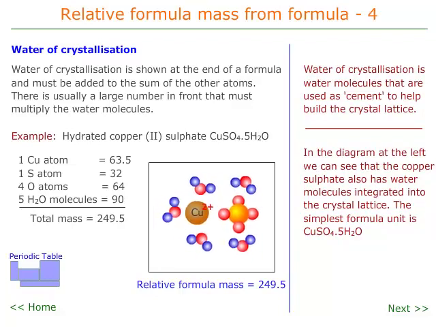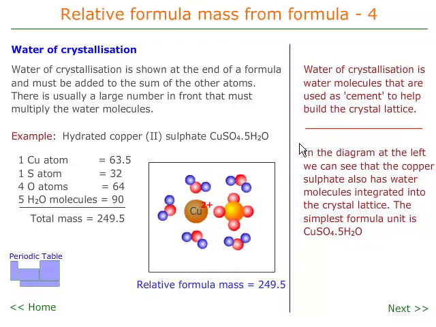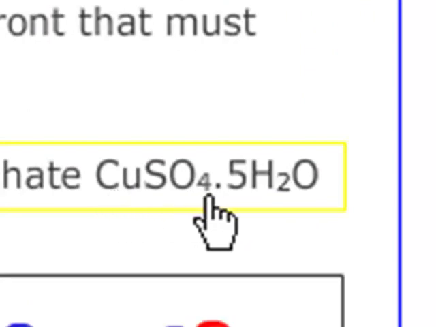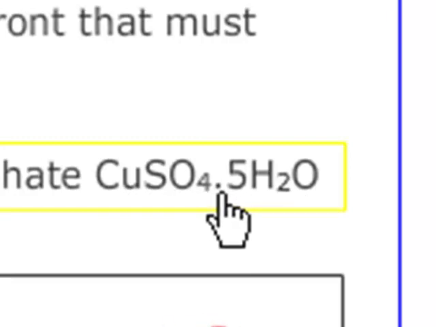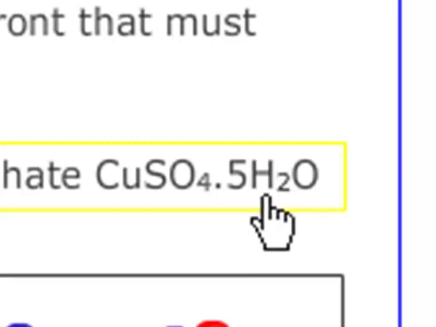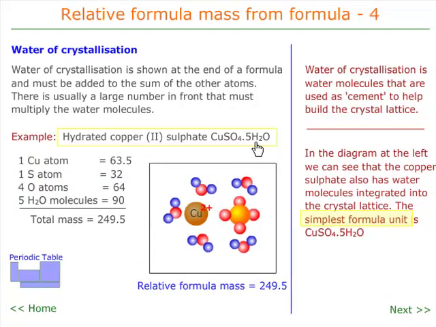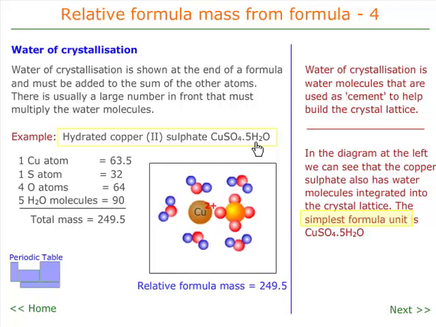If we have a look at the formula for hydrated copper sulfate, for example, you'll see that along with the formula for copper sulfate, CuSO4, there is another part which says 5H2O. This follows the formula of the copper 2 sulfate after a dot. The dot signifies that the water molecules are associated with the copper sulfate. Now this means that when we calculate the relative formula mass, we have to add in 5 water molecules for each copper sulfate unit.